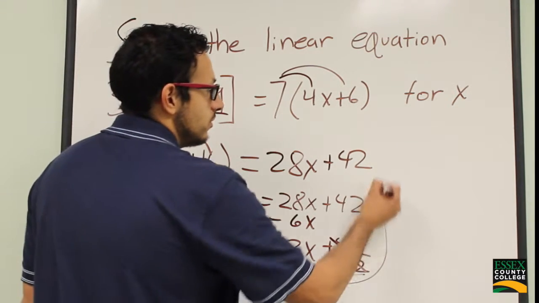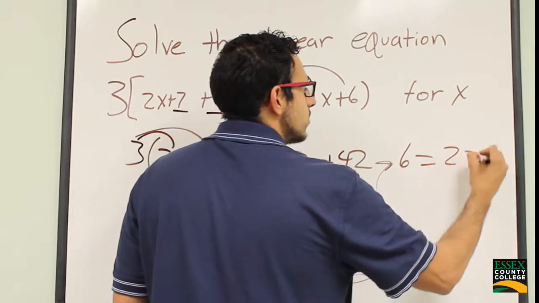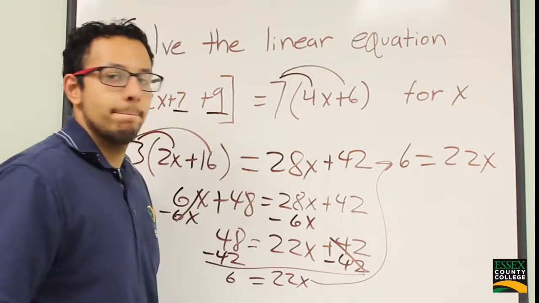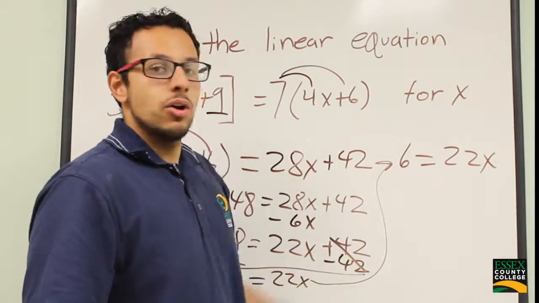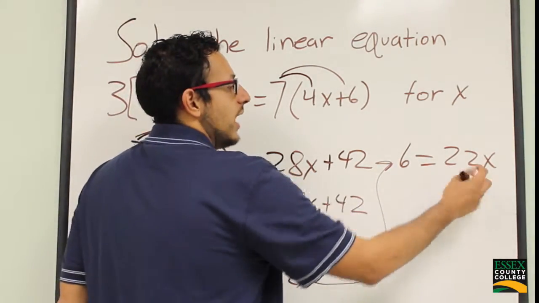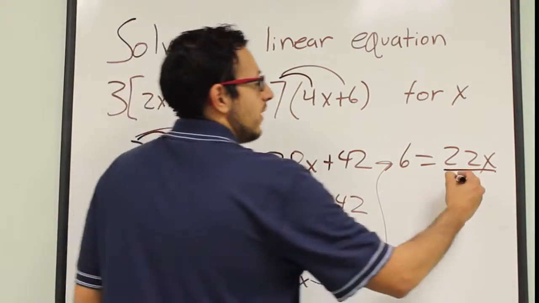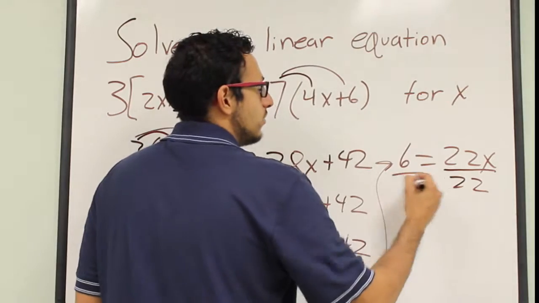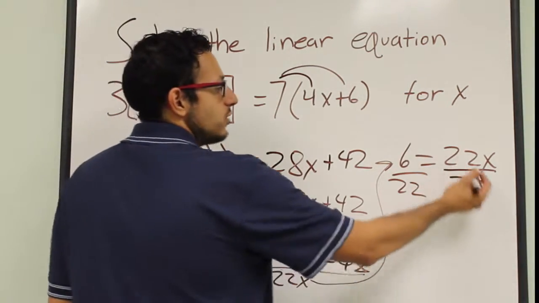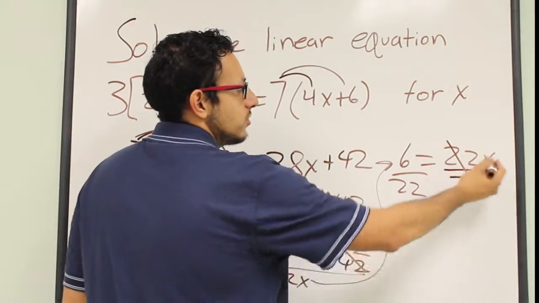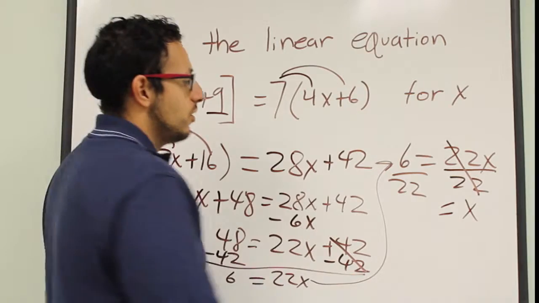So let's bring this over here. I'm left with 6 is equal to 22x. So I have to solve for x. This is 22 times x. I have to divide because that's the opposite of multiplication. So I'm going to divide by 22 here, and I have to divide by 22 on this side. So 22 divided by 22 is 1. I'm left with x on this side equal to 6 over 22.